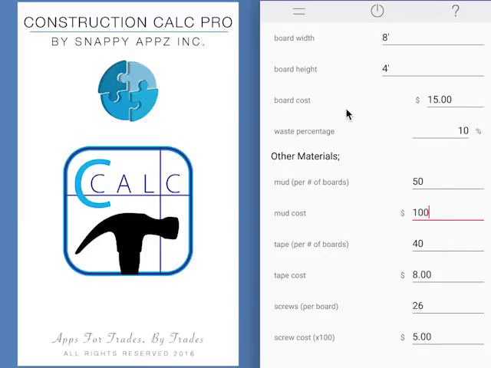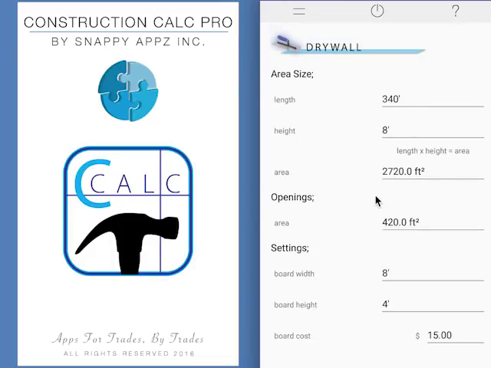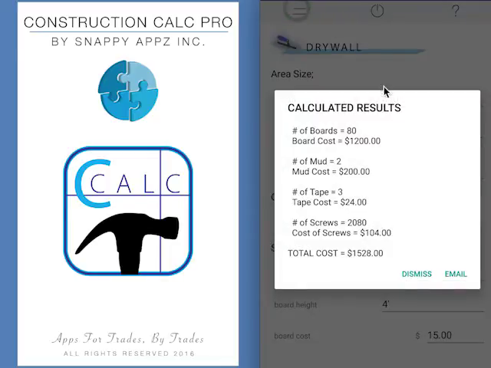So again, once you have all these set, there's a good chance you won't really be tweaking them much. Same with the settings. For the most part, you'll be able to quickly come in here, set your area, set your openings, which will most likely be done through the areas module, and hit equals. When we hit equals, our results are going to come up.